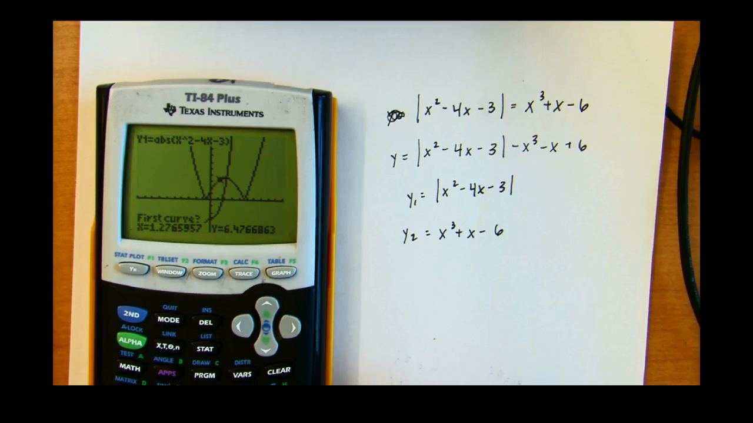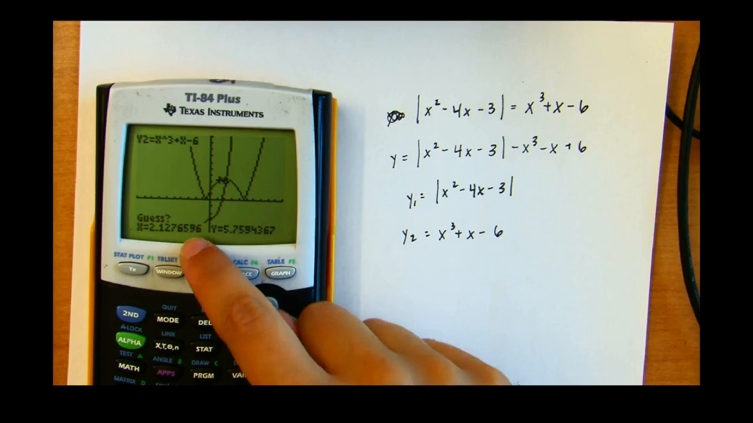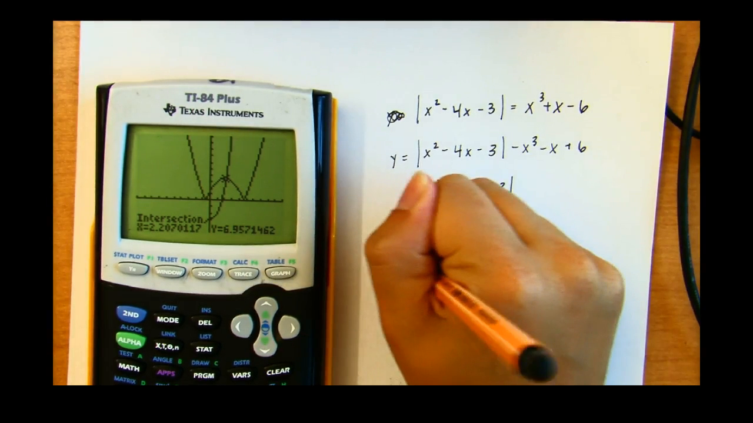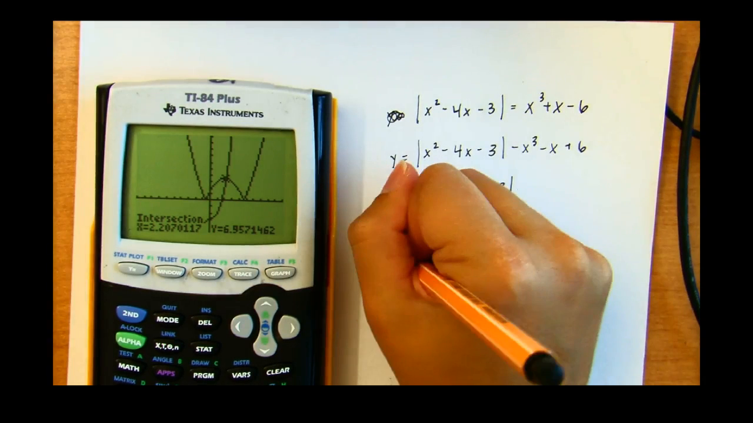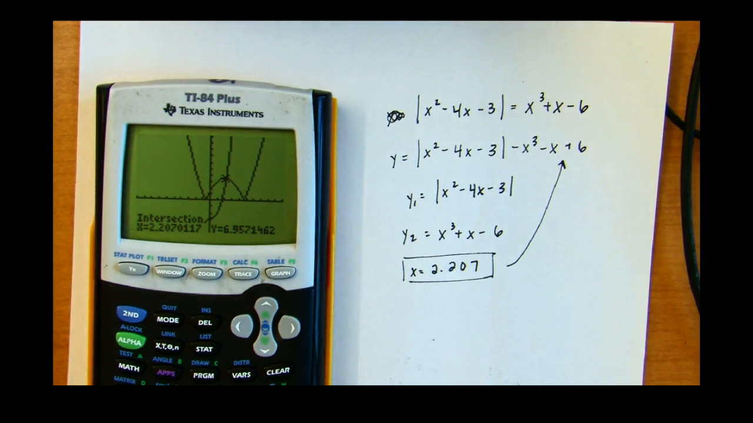That point is pretty close. I'm going to press enter. Now it's asking for a point on the second curve. Again, I'm going to go up a little bit so that I'm pretty close to that intersection point. Again, it doesn't have to be exactly on it. That point is pretty close. I'm going to press enter. Now it's asking me to guess. So these points right here mean nothing. And I'll hit enter. And it'll tell me that they intersect when x equals 2.207. And so that would be my solution to this huge equation.